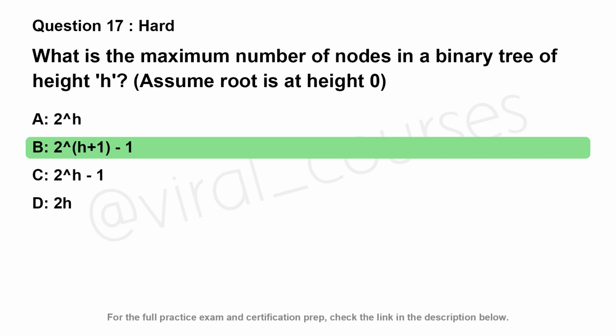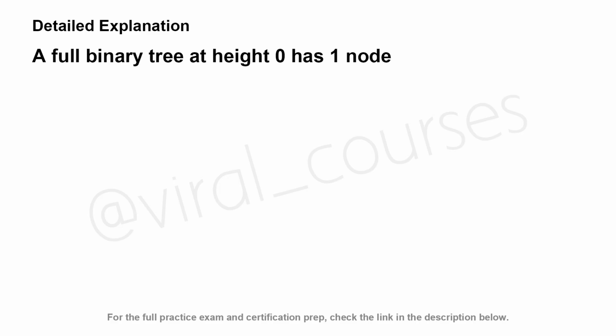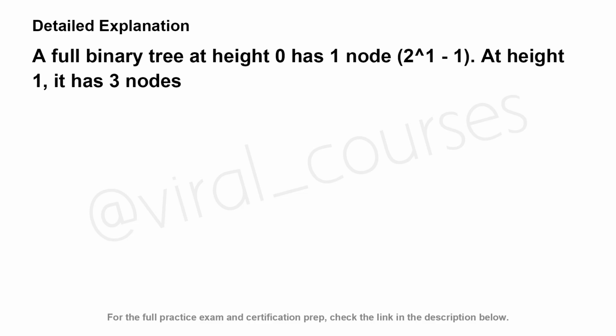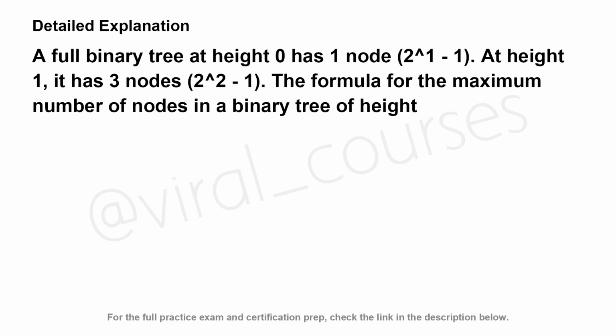The correct answer is B. A full binary tree at height 0 has one node, 2^1 - 1. At height 1, it has 3 nodes, 2^2 - 1. The formula for the maximum number of nodes in a binary tree of height h is 2^(h+1) - 1.